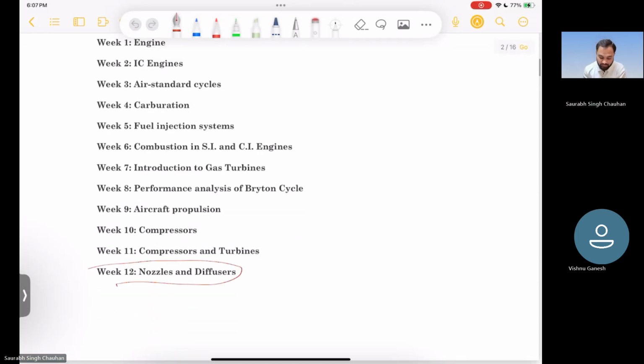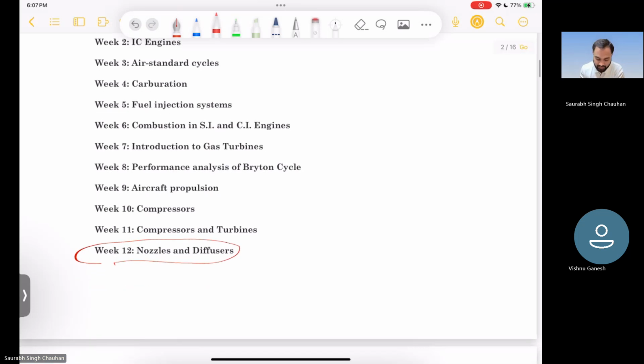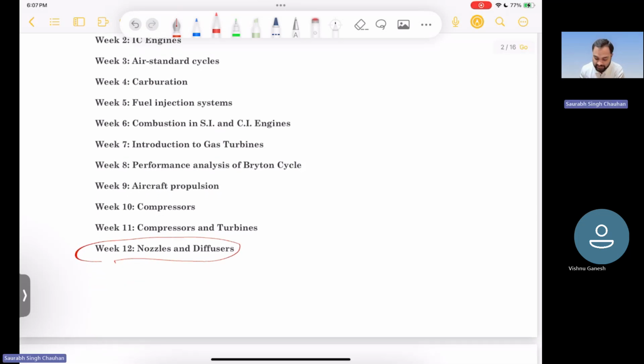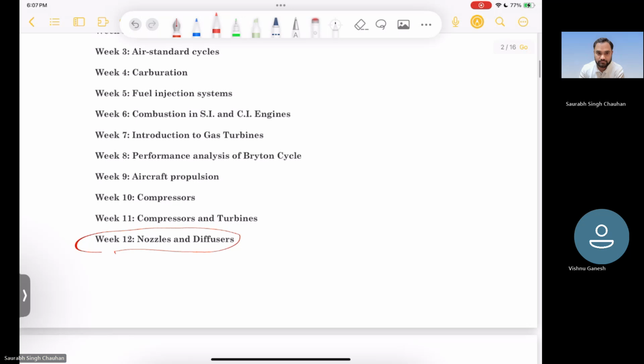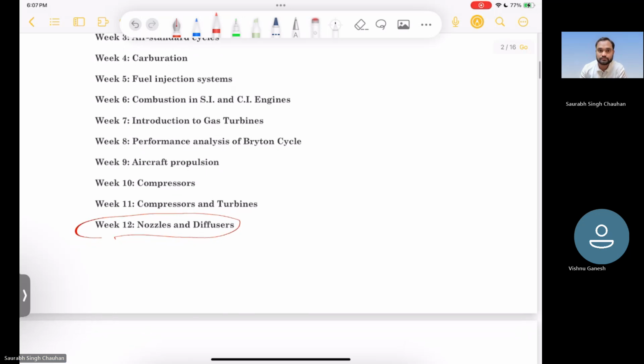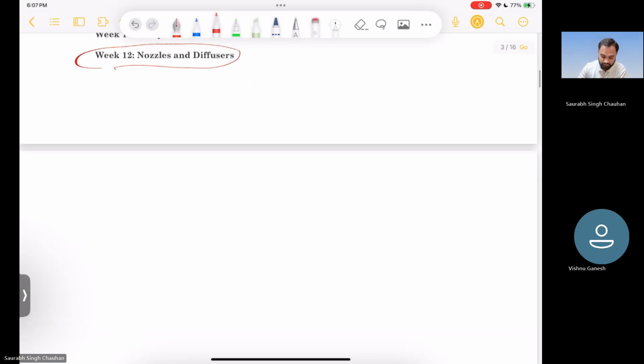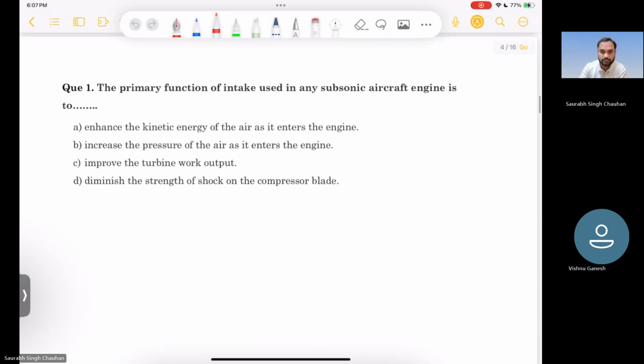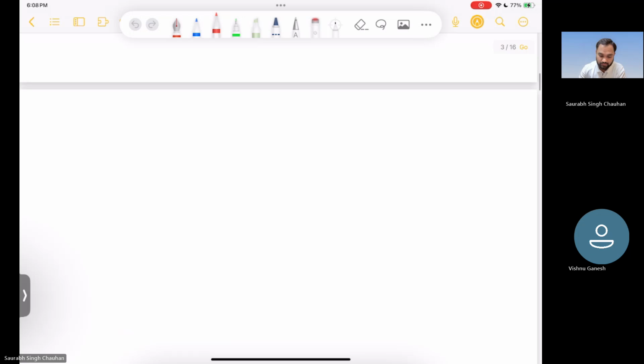So in week 12, the topic of discussion was mostly nozzles and diffusers. So in this session, we will try to solve some problems related to nozzles and diffusers.